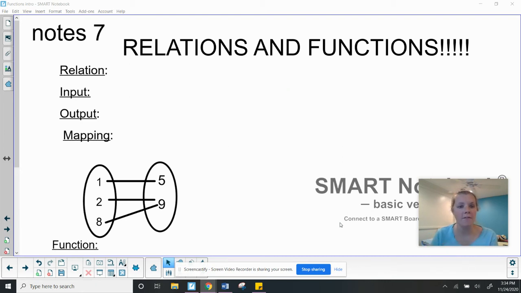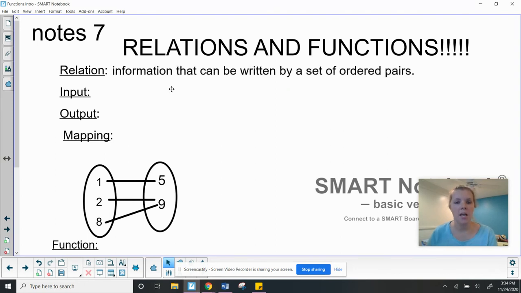So we have 5 vocabulary words to define right now, and then in class we're gonna do some more practice on functions and relations. As I'm going through this, feel free to press pause. I'm gonna go through the definitions fairly quickly, but you're welcome to press pause at any point in order to have enough time to write them down. But a relation is information that can be written as a set of ordered pairs. So an ordered pair, remember, is like 1, 2, 1 comma 2 in parentheses. A relation is just a list of ordered pairs.